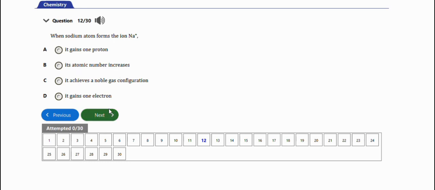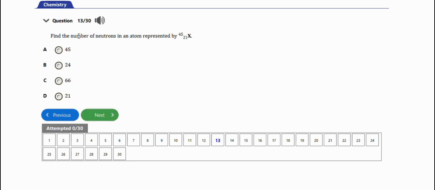Next question will be this one. It says, find the number of neutrons in an atom represented by this. So to get the number of neutrons, since neutron plus proton number equals mass number, simple mathematics, you do 45 minus 21. When you do, you're going to have 24. The right option is option B.